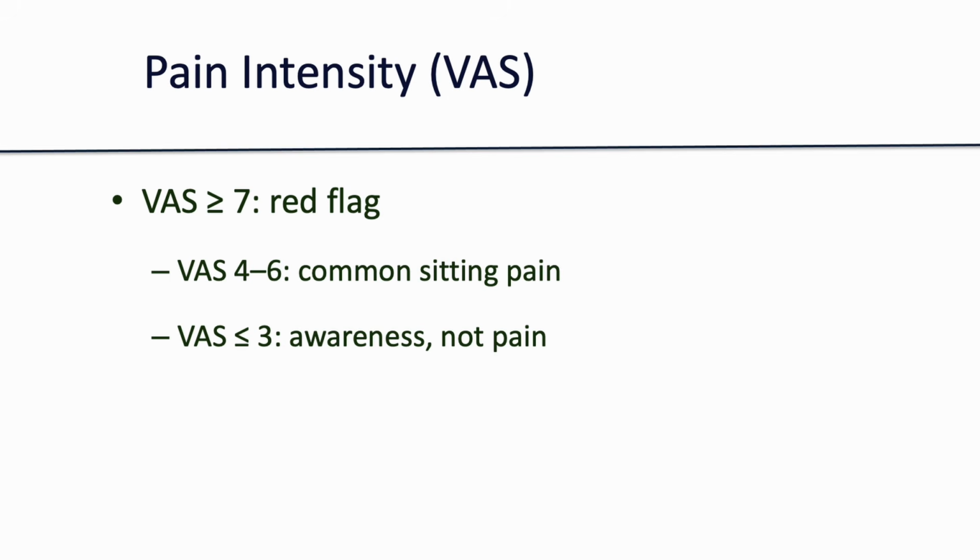Most sitting-related pain, however, falls into the VAS 4 to 6 range. This is the domain of tendinopathy, enthesis overload, and functional sacroiliac joint pain. And when the VAS score is 3 or lower, we do not classify it as a pain syndrome. It is awareness. Discomfort. Not pain.